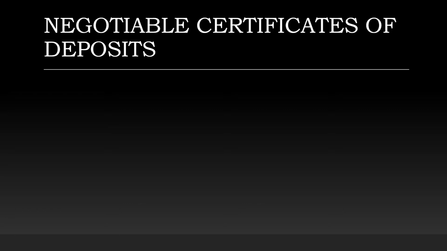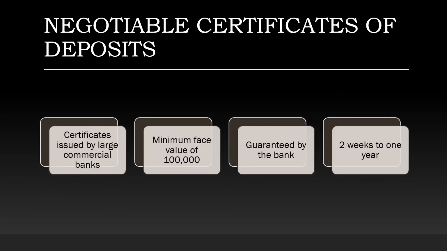The third type of money market security is negotiable certificates of deposit. Certificates of deposit are issued by large commercial banks and other depository institutions as a short-term source of funds. They are guaranteed by banks and sold in a highly liquid secondary market, but cannot be cashed in before maturity. Maturity ranges from 2 weeks to 1 year, with a minimum face value of $100,000.